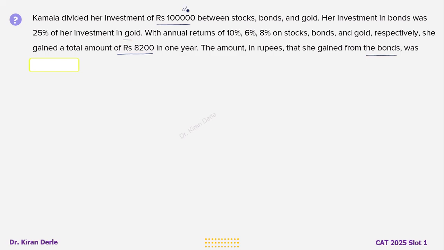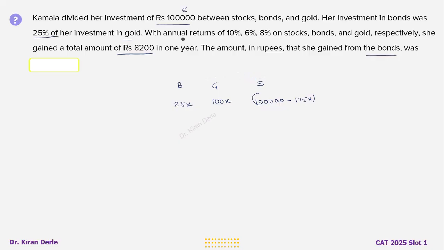So she had a total of this amount, and she invested in stocks, bonds and gold. Her investment in bonds was 25% of her investment in gold. So if her investment in gold is 100x, her investment in bonds will be 25x. And in stocks, which is not given, it will be 1 lakh, which is the total investment, minus 125x. This is the way she had invested in all three methods.